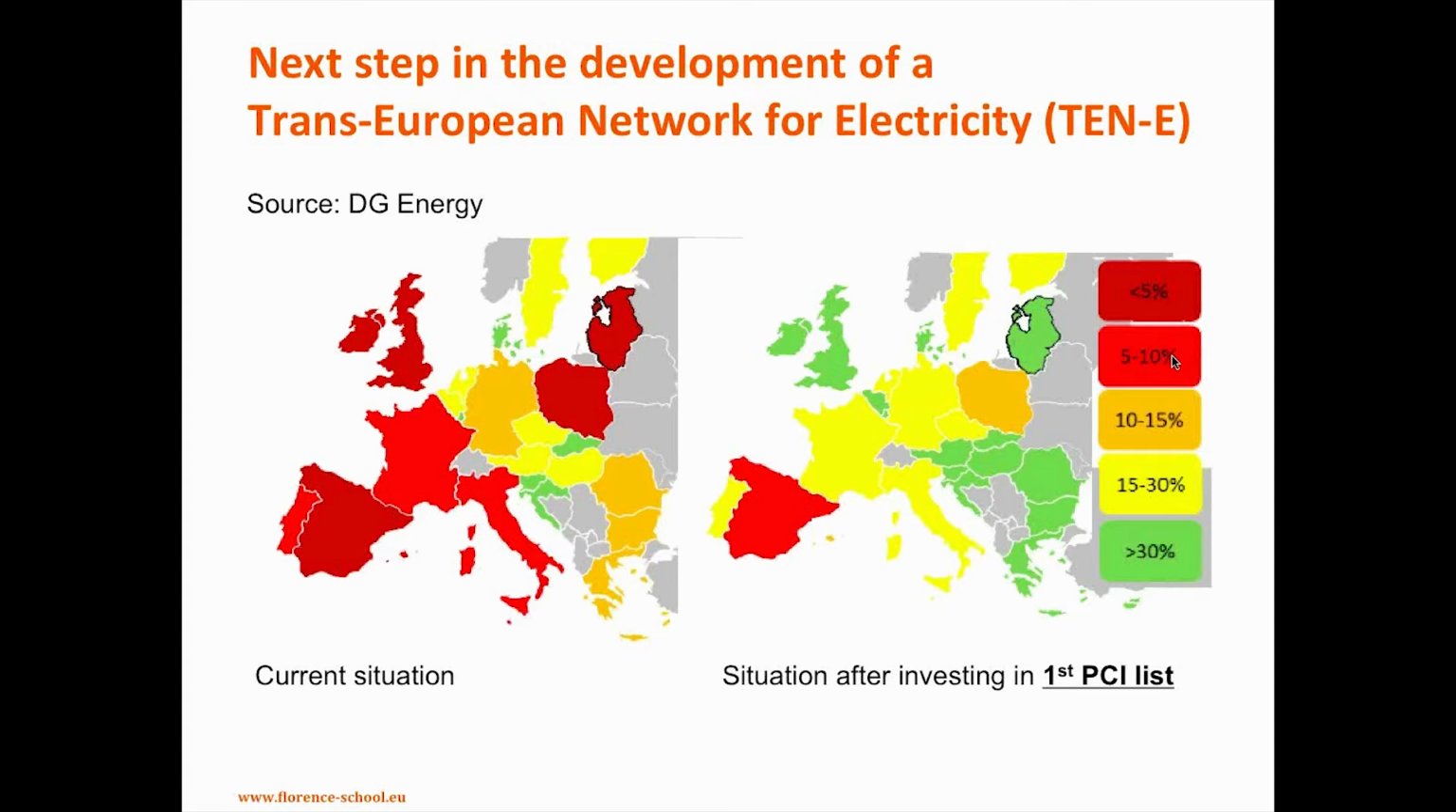Another reason that we would like to have more interconnection capacity is to make better use of the renewable energy sources that we are increasingly relying on. And of course, the third element is security of supply. Now, this is the current situation. If we would really do these investments that we have recently prioritized, in fact, we have had the publication of the first list of projects of common interest in January. And if we would do all the investments on that list, about 100, then we would go to a picture that looks much less red. So it would be indeed a big improvement from this point of view.